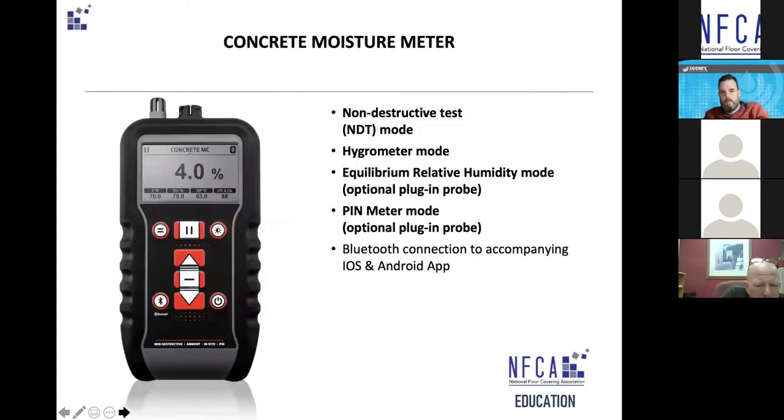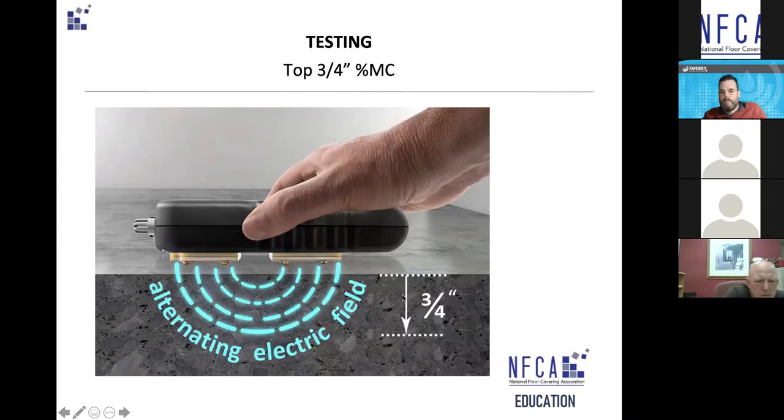So this is our newest concrete meter, the digital one, that has the ambient, so you can see all the ambient humidity and temperature and everything, dew point and grains per pound are all displayed. So the top 3/4 of an inch, if you like, on that, it actually reads about an inch into the top of the concrete. And that's where you get your moisture map.